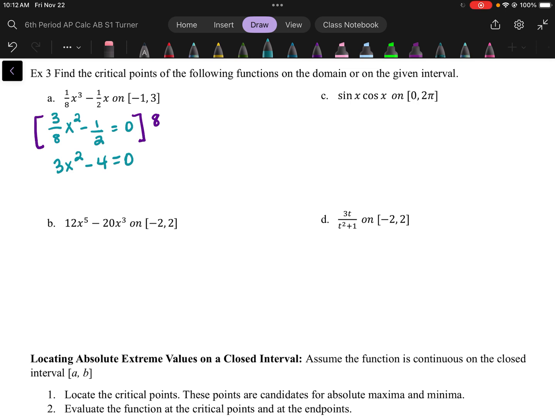And as you can see, we end up with something that is much easier to solve than what we started with. So I'm going to go ahead and add my 4 to both sides. And then I would divide both sides by 3. So I'm using the square root method of solving to find where these critical points may exist. And then when I square root both sides, I know that I end up with square root of 4 over 3 as a positive, which simplifies to be 2 over root 3. And I know that I end up with a negative solution as well.